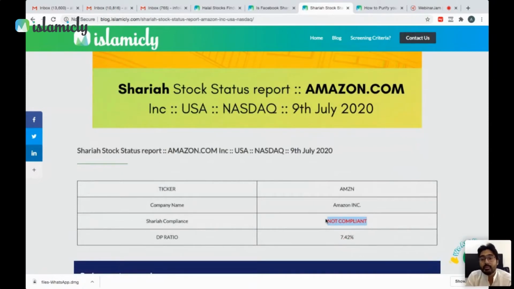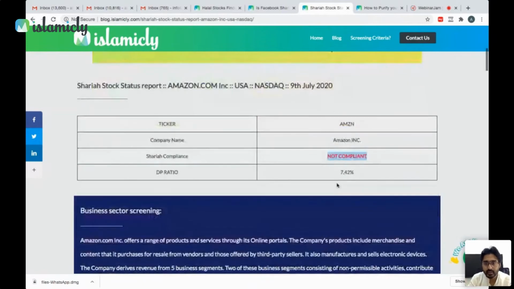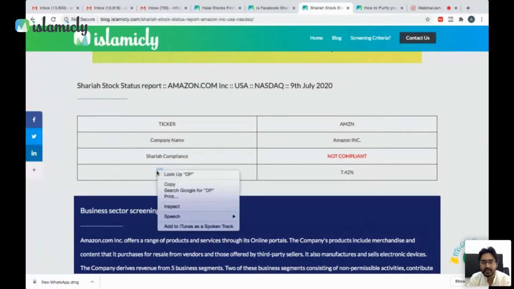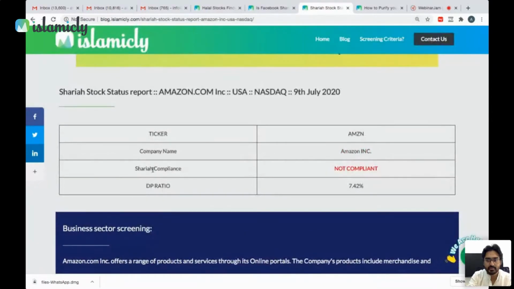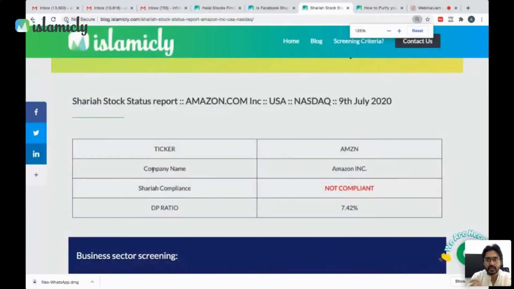A lot of people might be wondering, why is Amazon non-compliant? What does it do? It's an e-commerce website. It has retailing as a business product. Why is it non-compliant? Let's look at that. As I said, there is no compliance status which is complete without the dividend purification ratio. We have used a short form over here. DP ratio means dividend purification ratio. I'll just expand this a bit just in case some people might not be able to see it clearly.